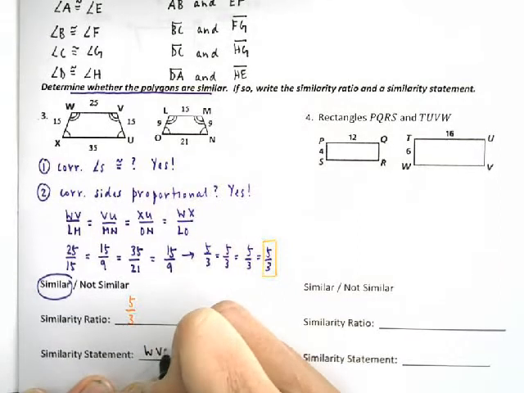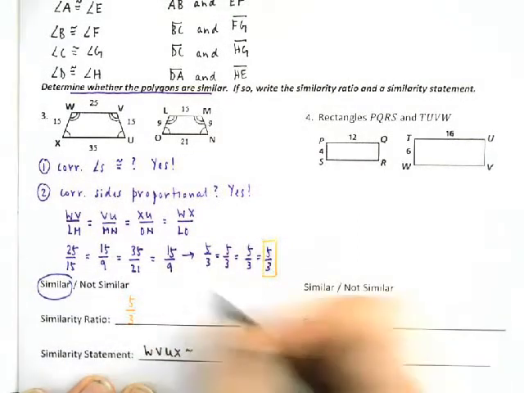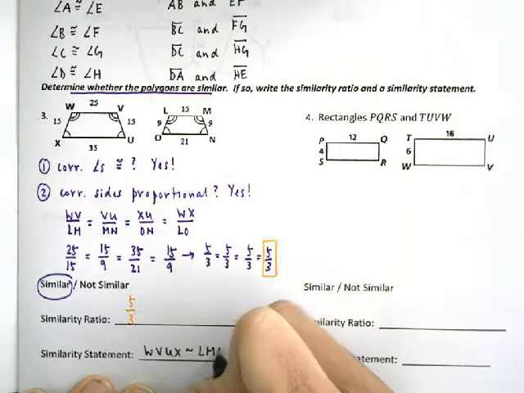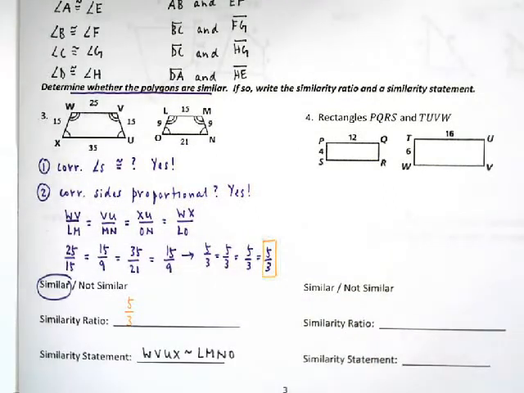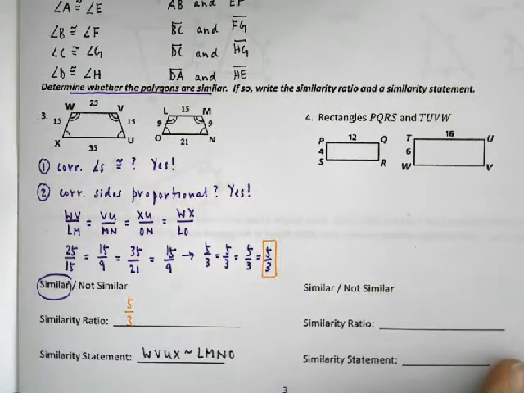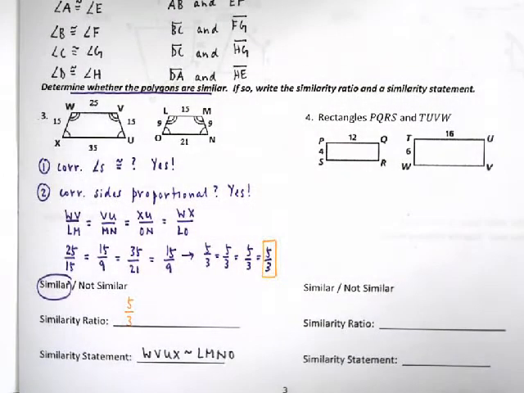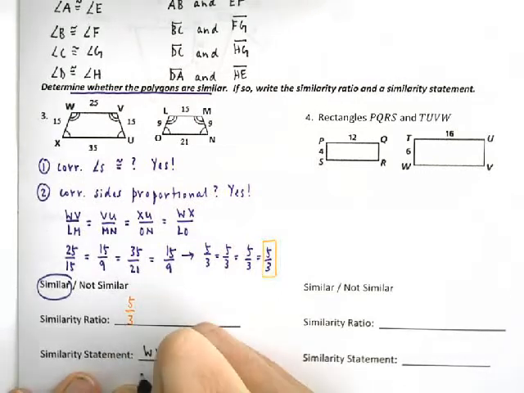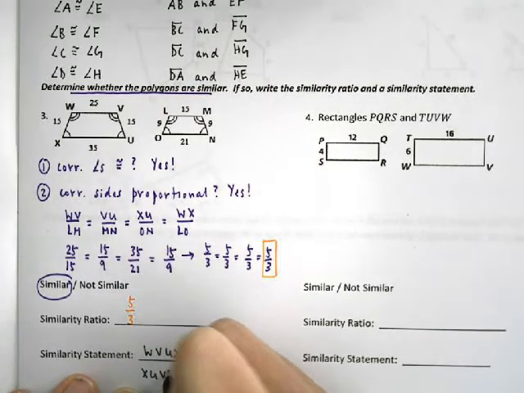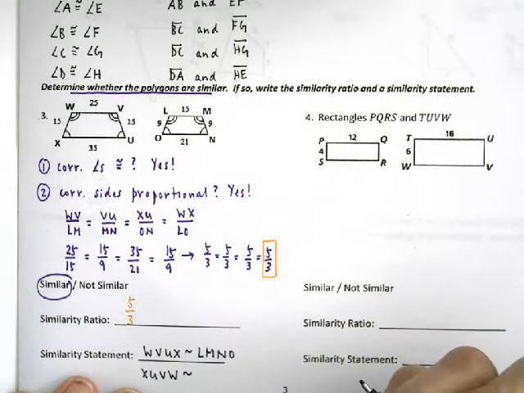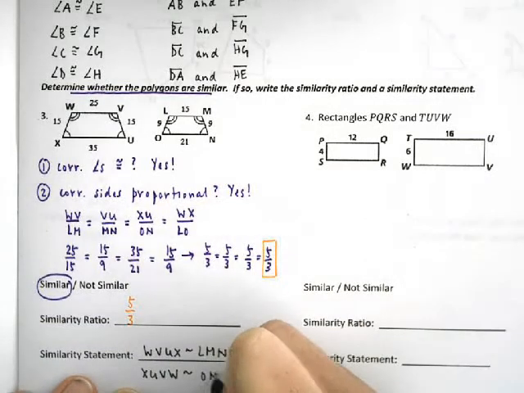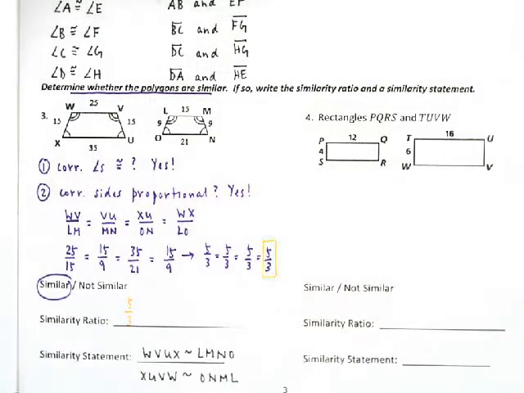So I would say WVUX is similar to LMNO. Now, where you start is not important. Just making sure that you have the same order is what's going to be important. So I could have said XUVW as long as then I said ONML, just to keep those corresponding sides in the same order.